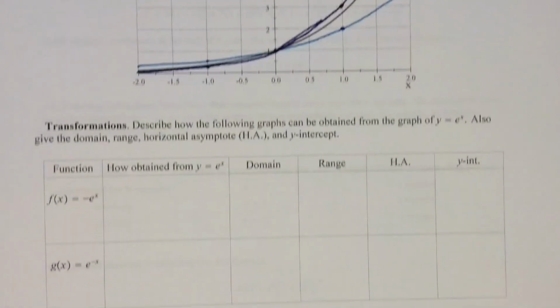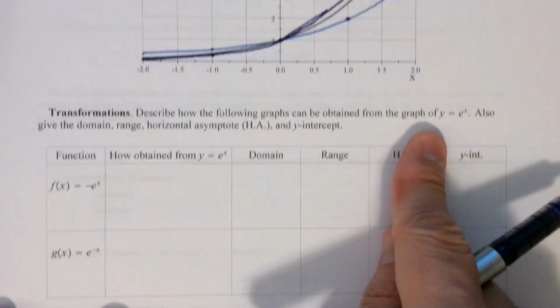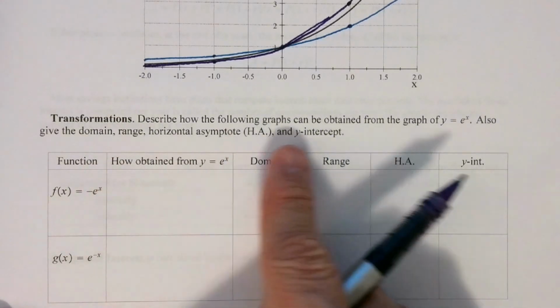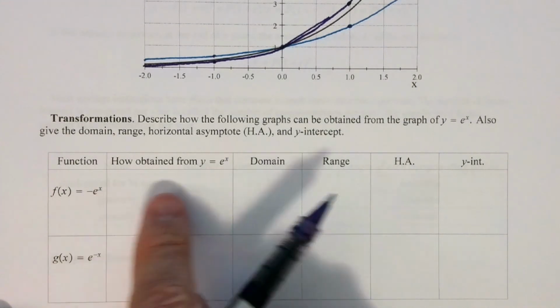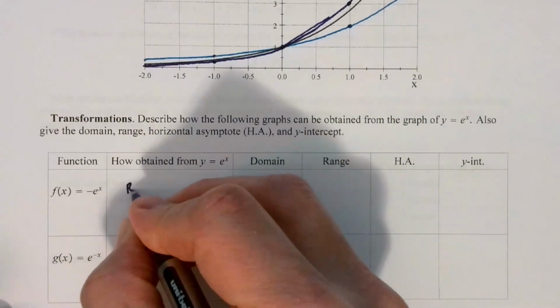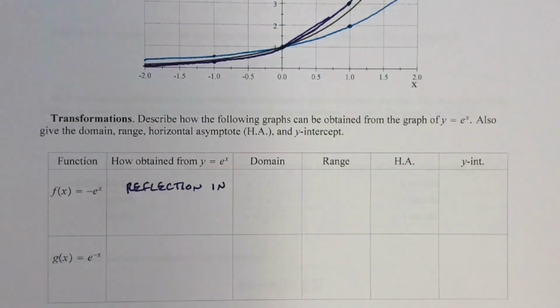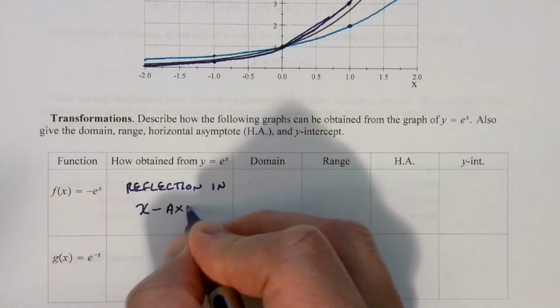All right, let's do the same thing now with some other transformations of this new function, e to the x. Again, it's just another exponential function. We're going to take the graph of e to the x that we sketched up here, transform it, and then give the domain, range, horizontal asymptote, and y-intercept. How was f of x obtained from y equals e to the x? When we multiply the output by negative 1, this is a reflection in what axis? It's a reflection in the x-axis, right? Because we change the sign of the output, which is the y value.